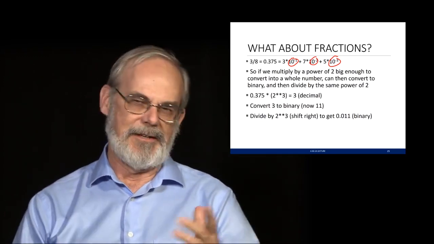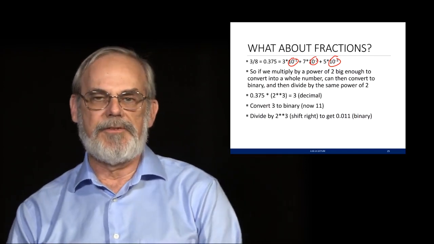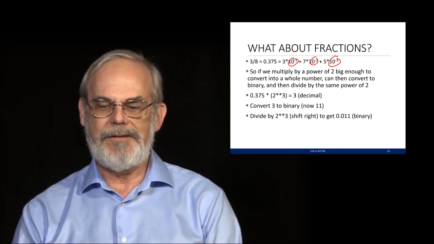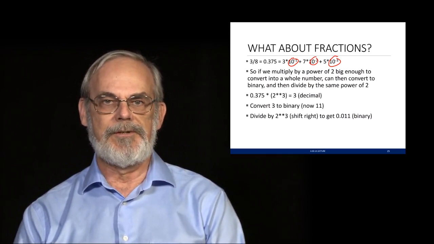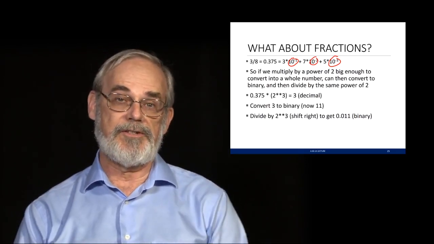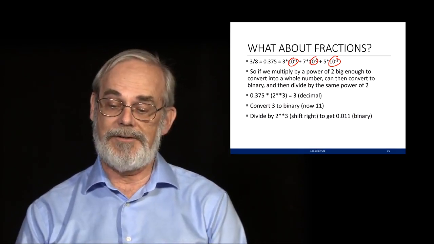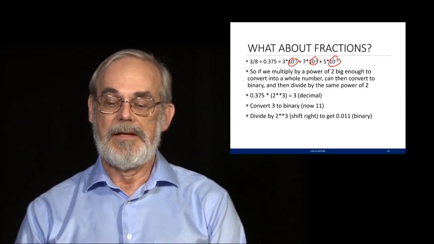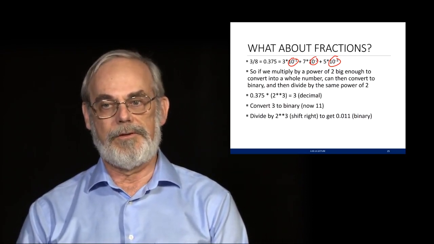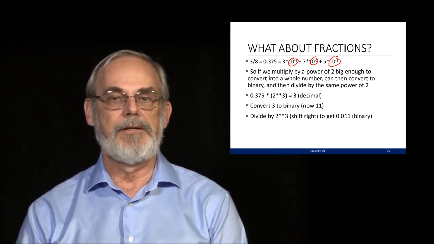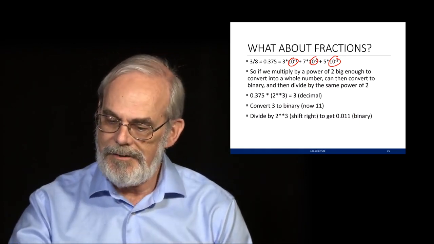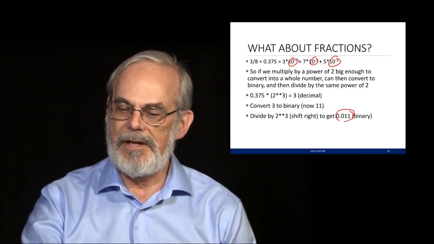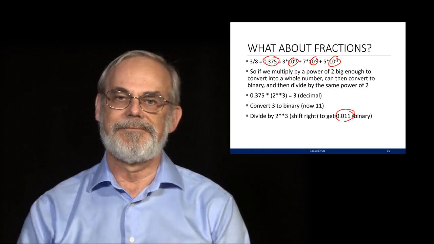In this case, I picked an easy example, 0.375. If I multiply it by 2 to the third, or 8, that's going to give me out 3 in decimal. I can then use what I just did as my trick to convert that to binary. That's 1, 1. And then I divide by 2 to the third, which simply says shift it right 3 points. And there is the binary representation of that decimal fraction.